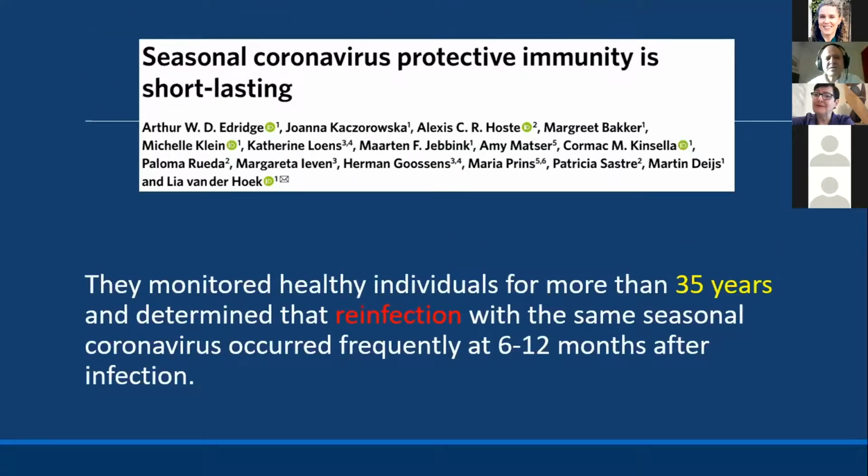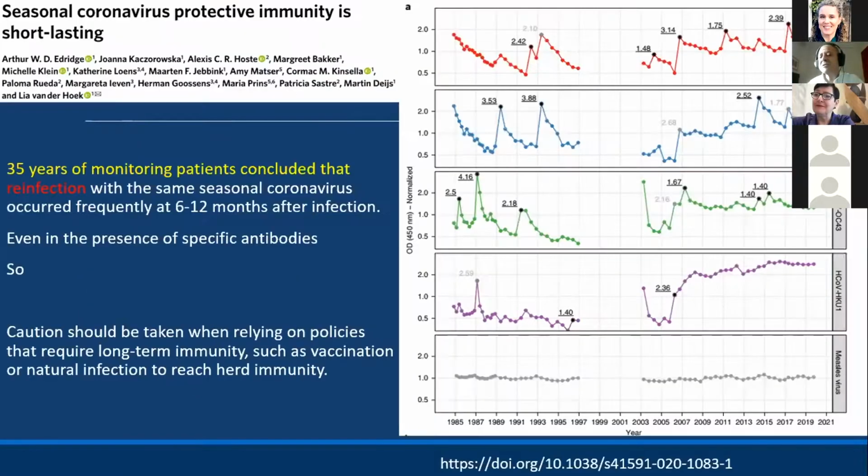I'm not going to go deep into this, but this is a very interesting paper where researchers followed the normal corona, the common cold corona. They followed people over 35 years, and they noticed that people have ups and downs with the antibodies, correlating with infection. They found that people can be infected once every 6 to 12 months. This is the normal common cold.